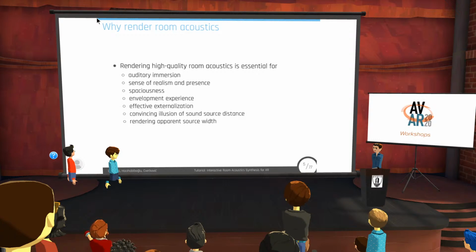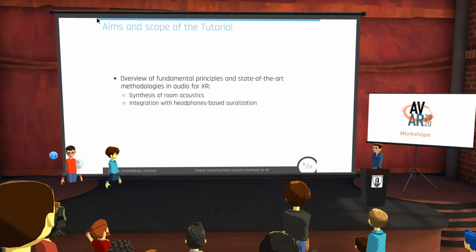For example, this AltSpace VR software is fantastic, but it seems to be doing only some very basic room acoustics modeling. So as a result, most of you probably hear us inside of your heads and at the same distance, regardless of how we are in this virtual space from you. Hence, the emphasis of this tutorial will be on fundamental principles and state-of-the-art in room acoustic synthesis, but we will cover also to some degree its integration with binaural rendering.